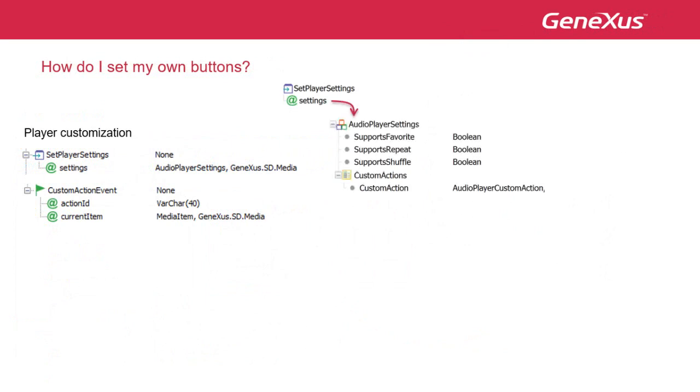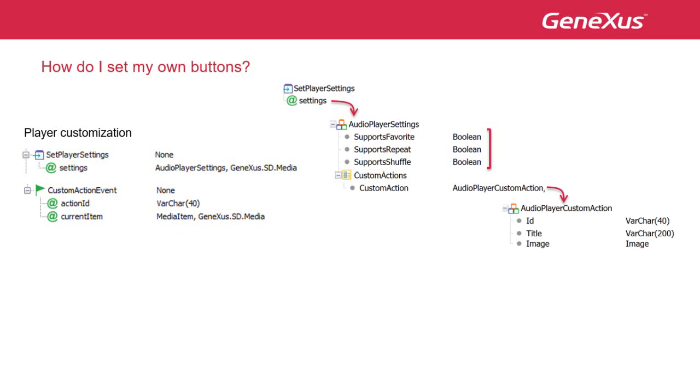So to do this, we have the audio player settings SDTs, which, as we can see, have a fixed level that allows us to define whether or not any of the predefined options are used, for example, like the repeat or shuffle option. And we also see that it has a collection of custom action elements of the type from this other SDT, audio player custom action.